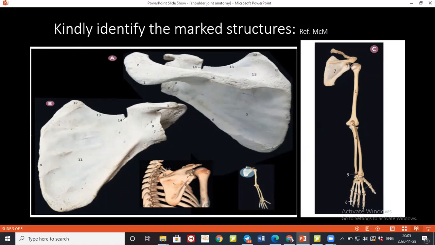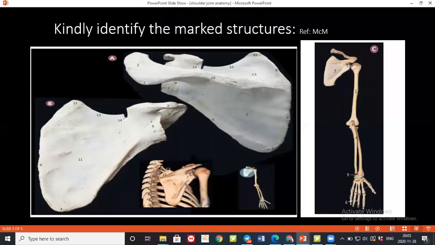Okay. You told me how shoulder joint is formed. Can you tell me what strengthens the shoulder joint? Ma'am, the strength of the shoulder joint is mainly dependent on the rotator cuff muscles. Yes. That will be subscapularis, supraspinatus, infraspinatus, and teres minor. And also there are ligaments.